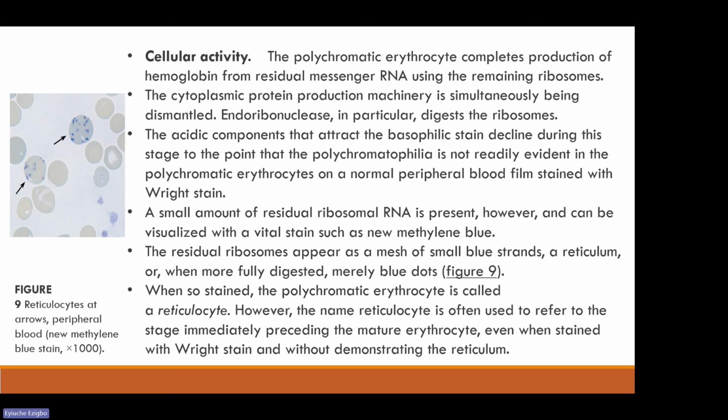That is how we can stain to be able to identify the reticulocytes, using these vital stains, that is, staining the cells while they are active. The residual ribosomes appear as a mesh of small blue strands. You can see the small blue strands residual inside the cell. That is how we can identify these cells as reticulocytes. You can see the mature red cells beside it without these residual ribosomes inside them.